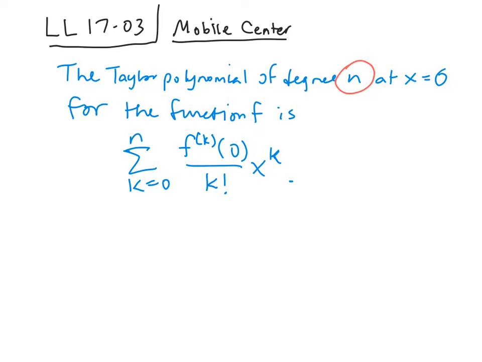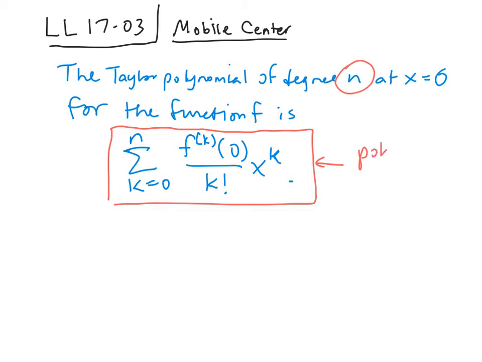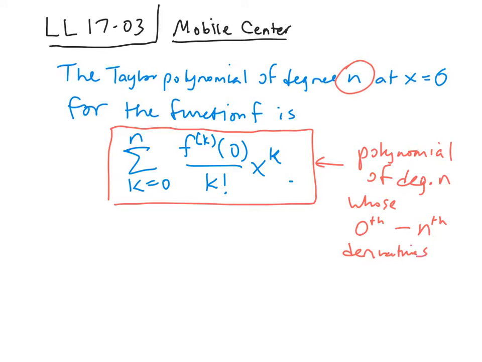And that may look kind of funny when you look at it that way, but because this is a sum with finitely many terms from k equals 0 to n, this is a polynomial of degree n whose 0th through nth derivatives at x equals 0 match those of f.